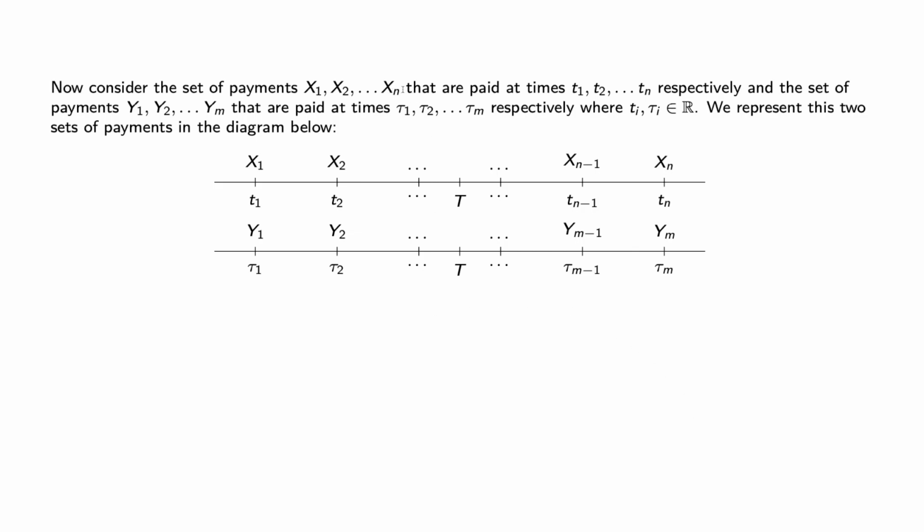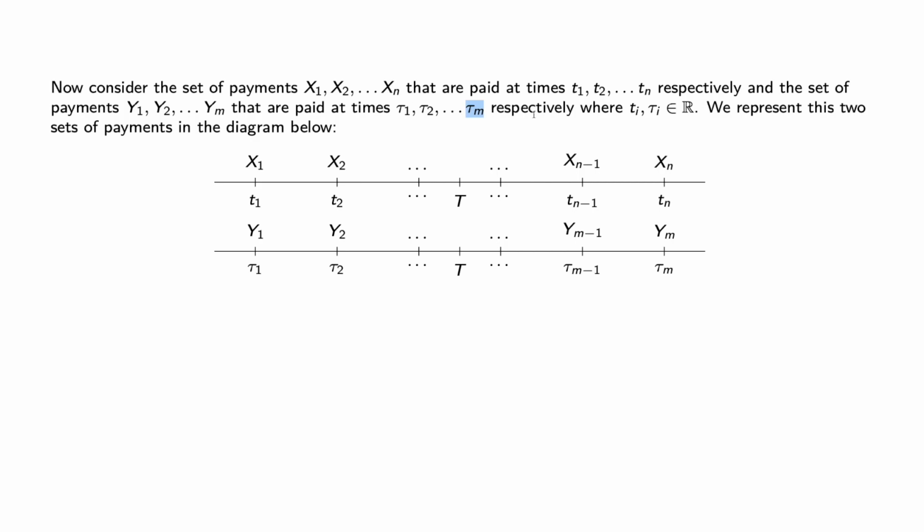So let's suppose we had two sets of payments, x1, x2, all the way to xn, occurring at time t1, t2, and tn. But now we have a second set of payments. Notice there are now m payments, and we've labeled them y1, y2, all the way up to ym. Doesn't necessarily mean that they're the same number of payments. In fact, there could be only one payment in this list. But again, this is a very generalized formula. And these occur at times tau 1, tau 2, and tau m.